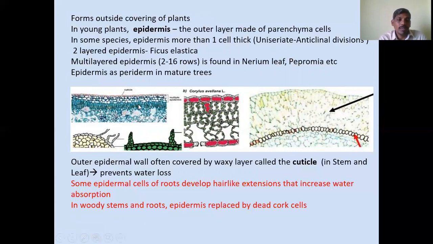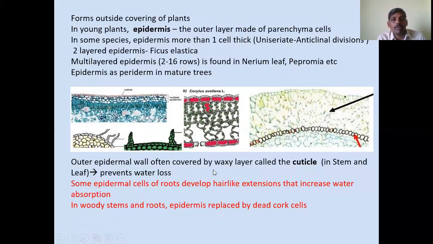Leaf is an isobilateral structure or a dorsiventral structure. Both sides are flat-ended. That's why the two layers are covered with epidermis, upper epidermis and lower epidermis. In the case of root and stem, it is a continuous layer. It may not be interrupted. It is a continuous, uniseriate structure in the root and stem.